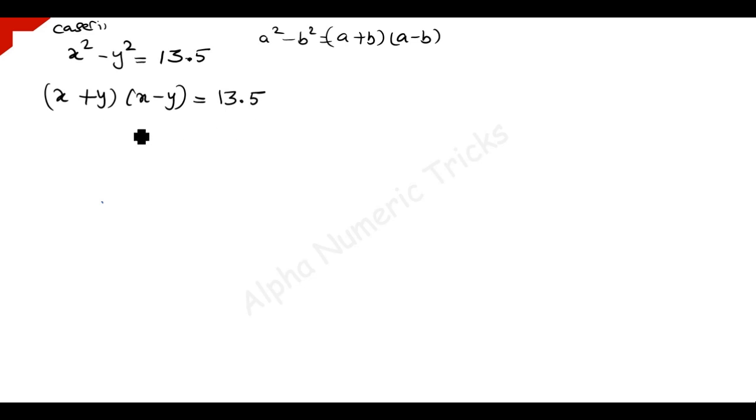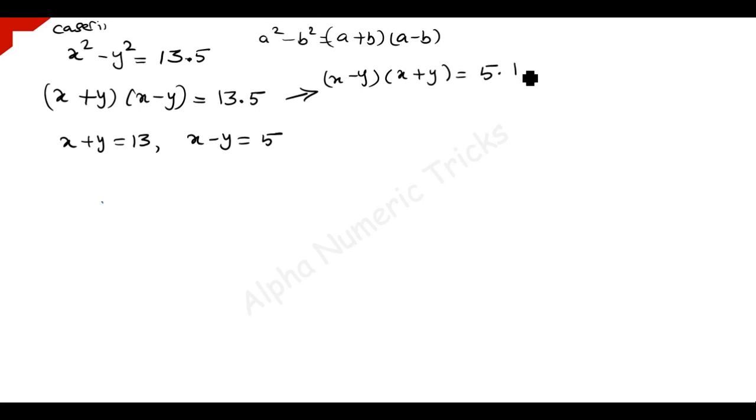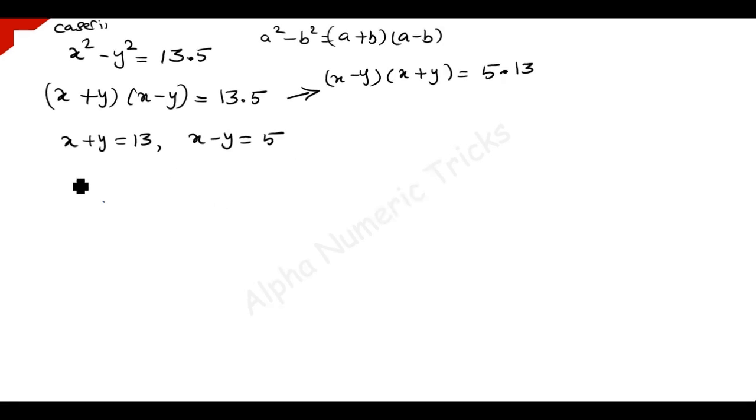Now, comparing the terms here, x plus y is equal to 13 and x minus y is equal to 5. Suppose you write x minus y times x plus y instead of x plus y times x minus y, you just use 5 times 13, because x plus y is the largest value and x minus y is the lowest value. Now we have to solve these two equations.